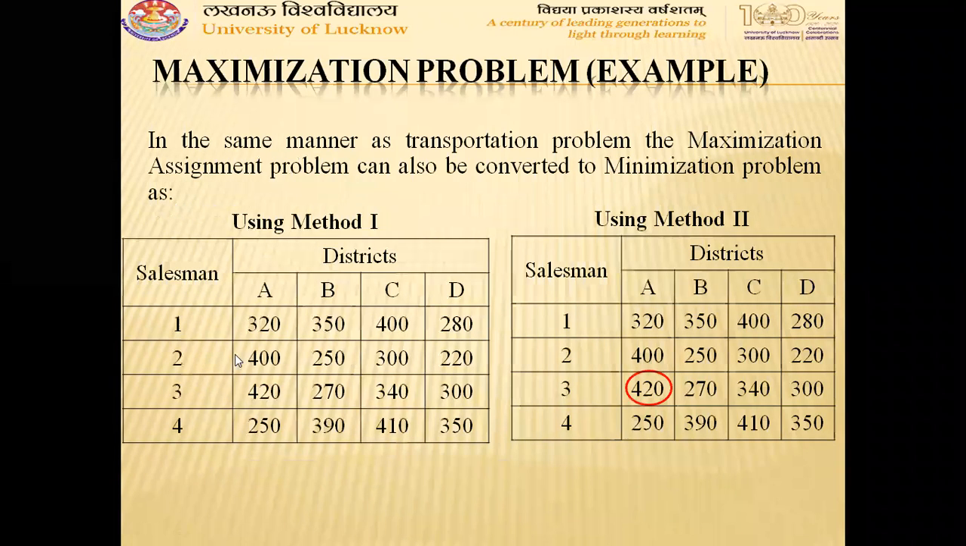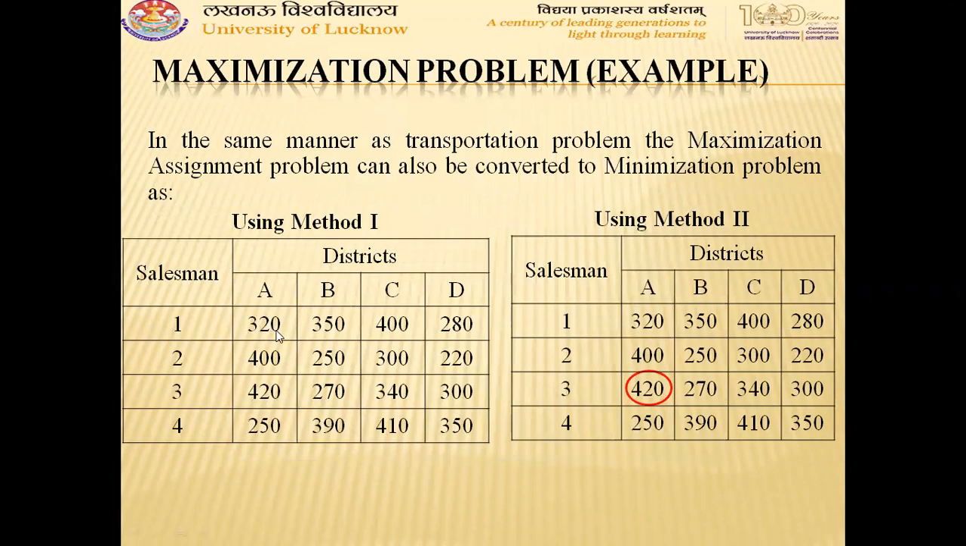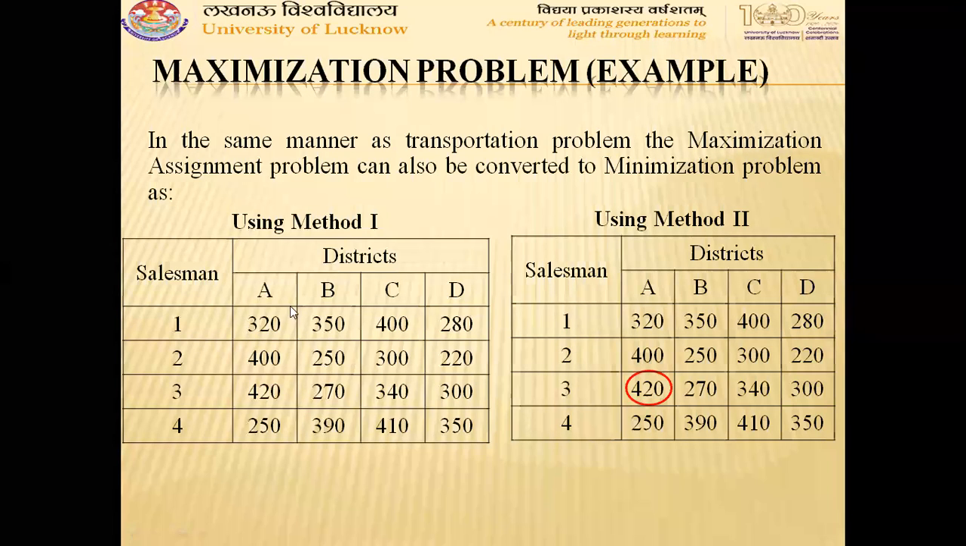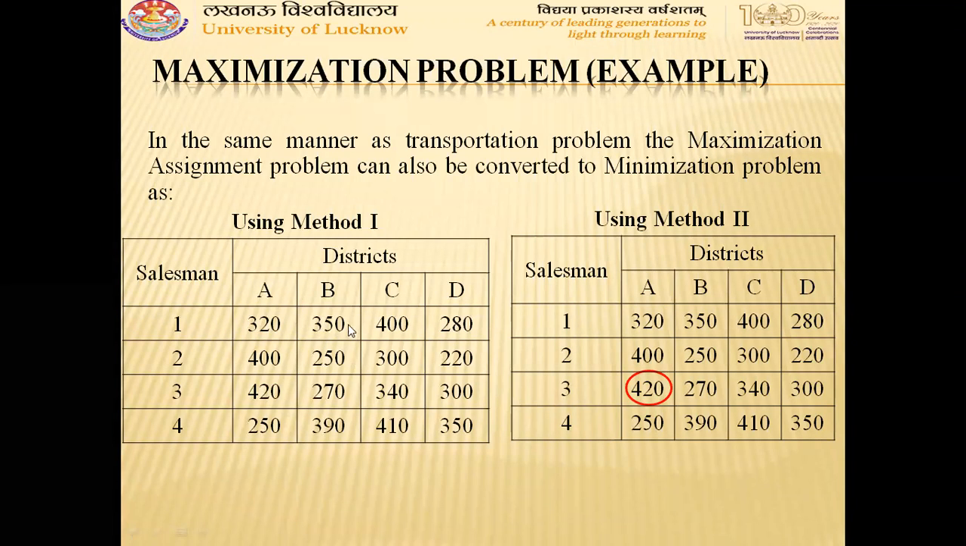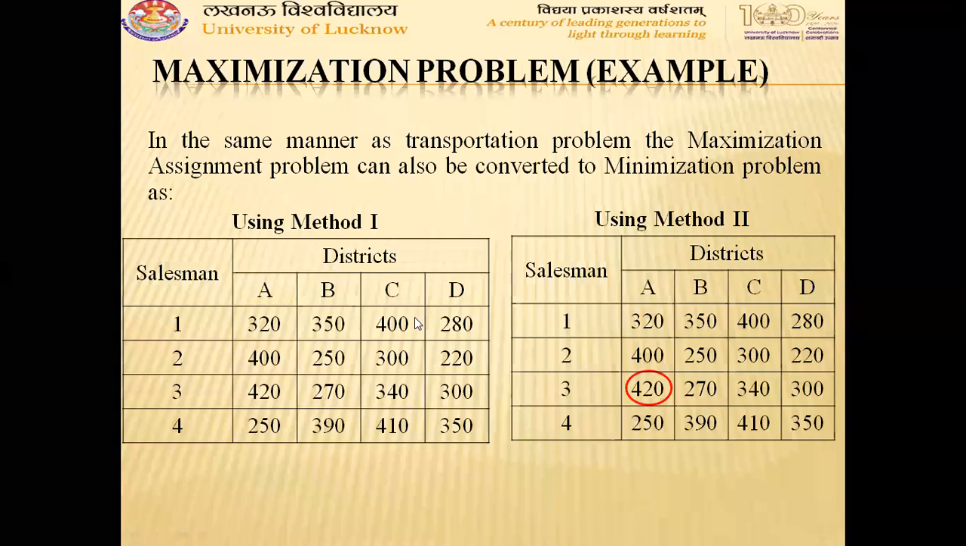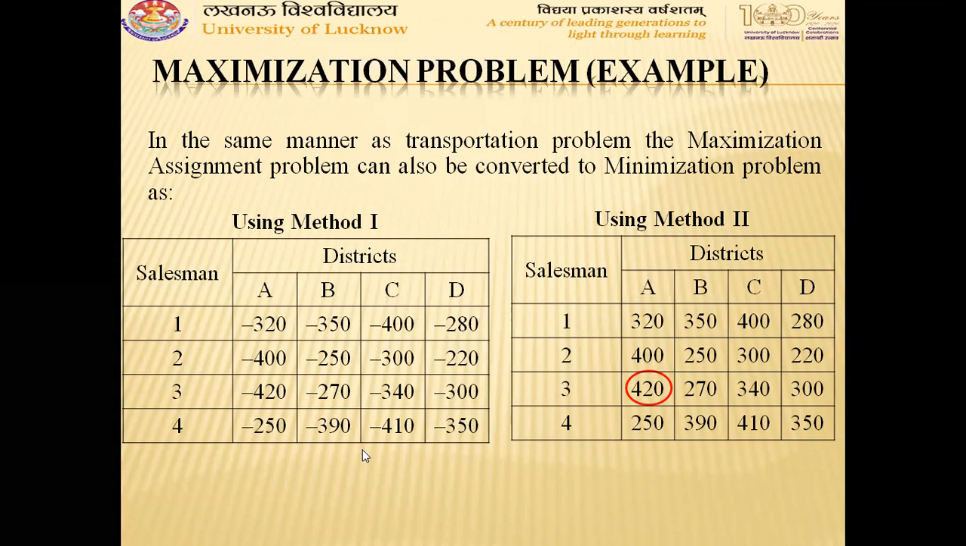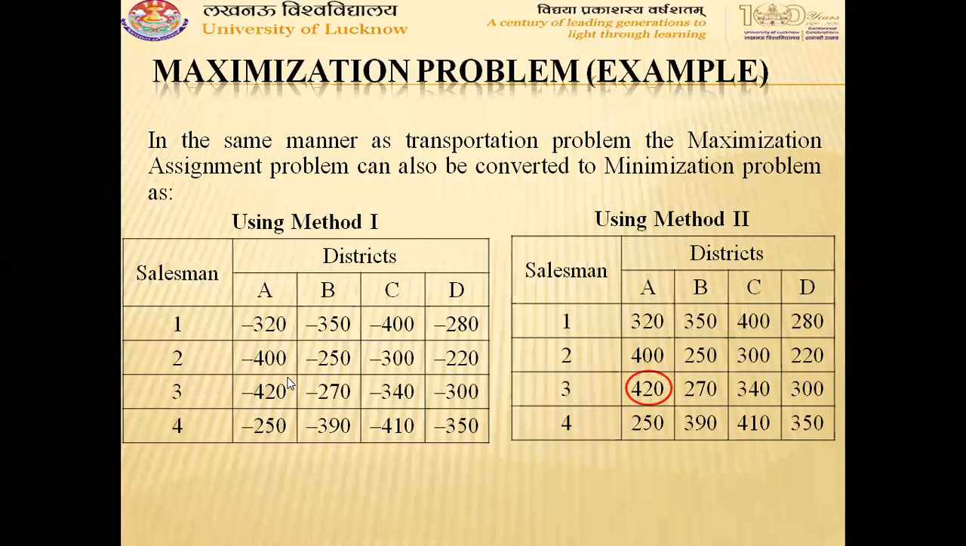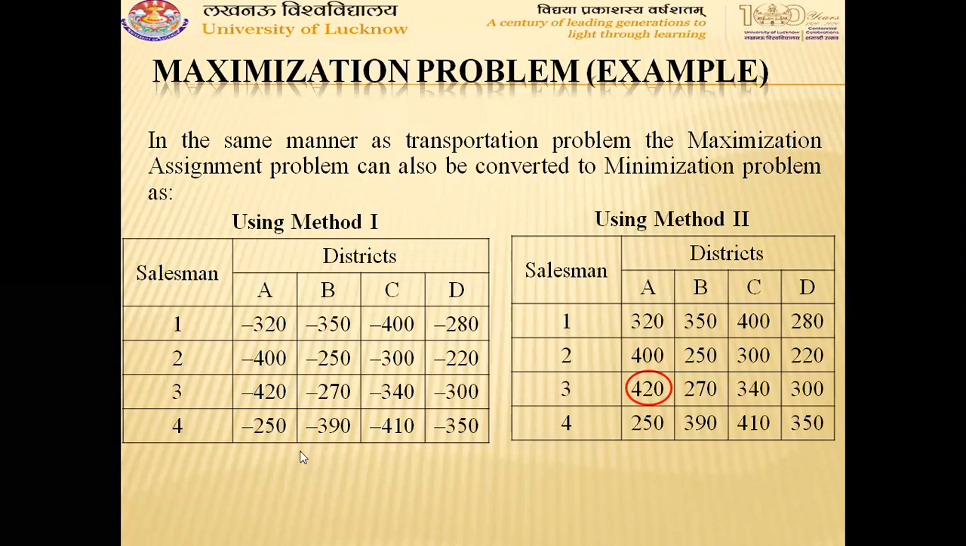So using the first method, each and every unit should be multiplied by minus 1. So here you would obtain minus 320, here minus 350, here minus 400, here minus 280, and the last unit will become minus 350 in such a manner. So here it is a minimization problem. But sometimes there will be a problem when we find the minimum and next minimum of rows and columns and take the difference, then sometimes it will create problems.